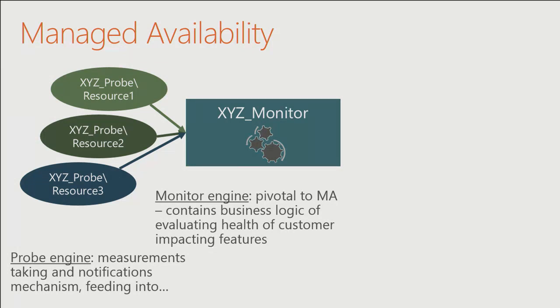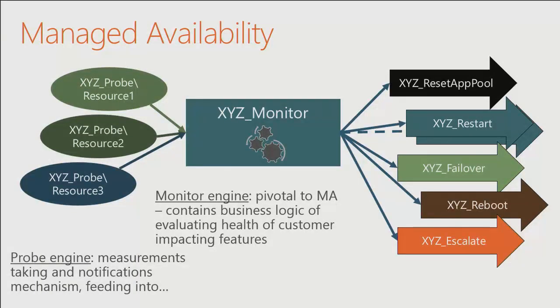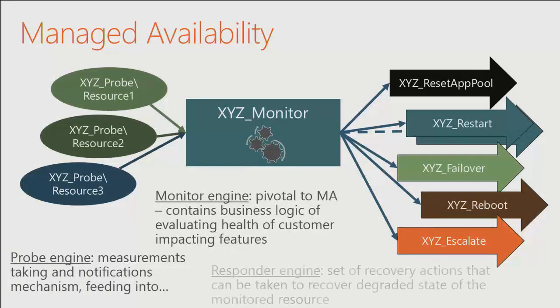That's basically where the correlation of all the results happens, and the decision about changing or not changing the state of the monitor is made. Now, based on some transition of the states of the monitor, going from healthy to unhealthy in some cases, we engage the third engine, the responder engine. Think of it as the executive branch of managed availability. It just acts. There is no complex logic in it. We just try to recover service if we arrive at that point.